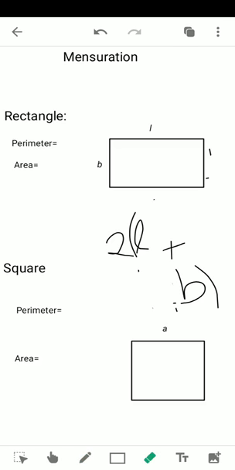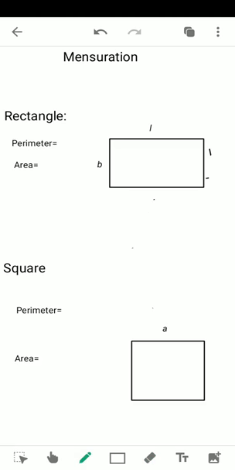So the formula for perimeter given length and breadth will be equal to 2 into length plus breadth. So this will be the formula for perimeter. Similarly, calculating area is very easy. You just multiply length and breadth. So this will give me the area of rectangle. So that is regarding your rectangle.